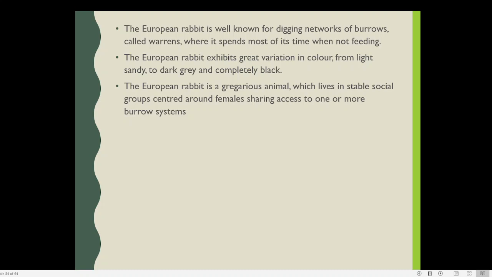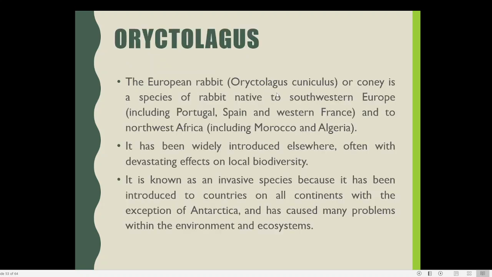Then you can see that different color varieties are there. They are capable of digging a large network of burrows, which can create a lot of problems for agriculture. So this is an idea regarding the features of Oryctolagus, the Coney or the European rabbit. The native place of this European rabbit is Portugal, France, Spain, Morocco and Algeria. In other parts it has been introduced by the Europeans.